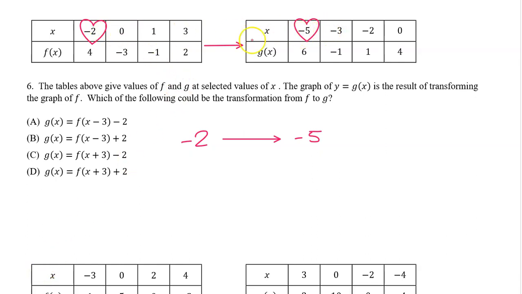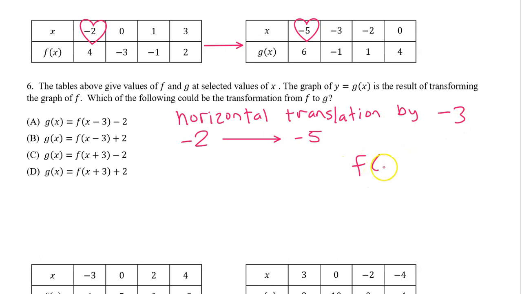These are x values, so we are talking about a horizontal transformation of some kind. And looking at the options, there are only horizontal translations. So, a horizontal translation by what? For -2 to become a -5, we had to subtract 3. So we need a horizontal translation by -3. But that is going to show up as f at x plus 3 in a function. So that narrows it down to either C or D. A and B are out.